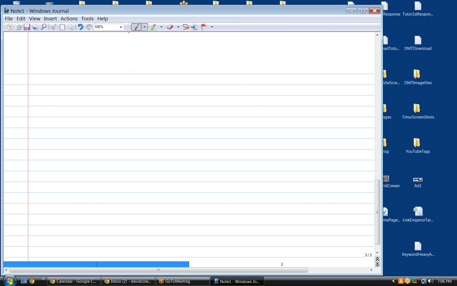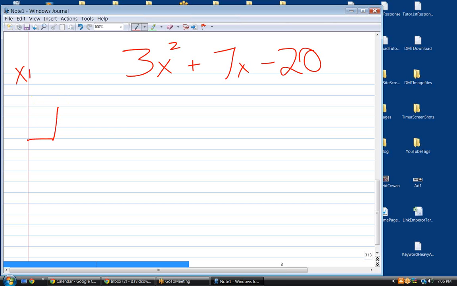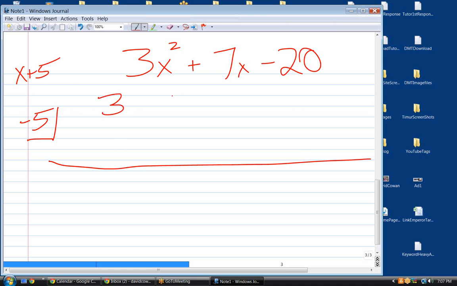The next one is 3x squared plus 7x minus 20 divided by x plus 5. Okay, so tell me how to set it up. You have negative 5 in the box, and then you have 3, 7, negative 20.